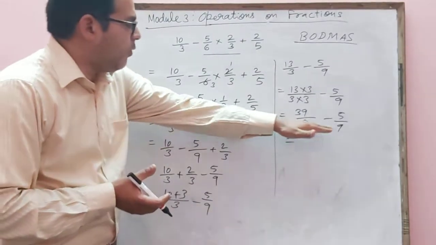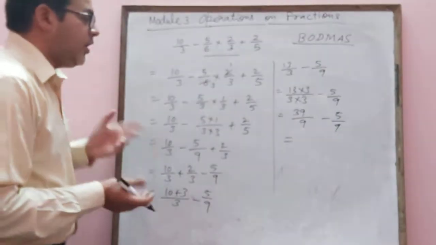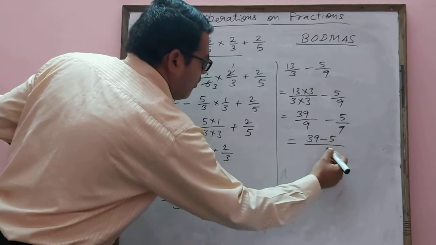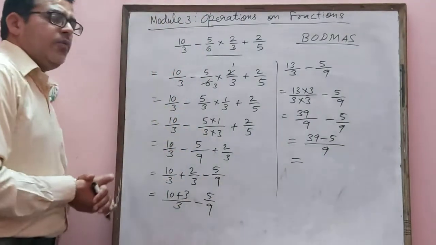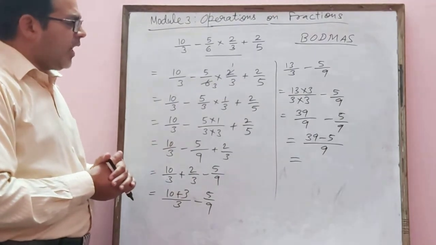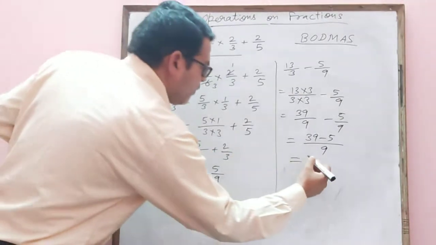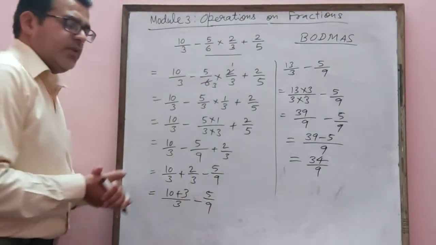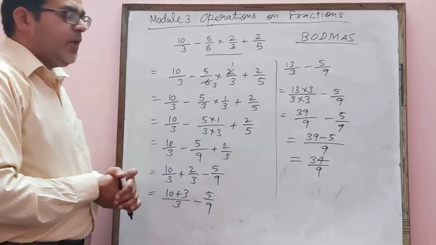Now we have converted these unlike fractions into like fractions. Both now have 9 as the denominator. Now what to do? We can subtract numerator from numerator, and 9 we can take as the common denominator. So 39 minus 25, what can you write here? 14 after subtraction. 14 by 9 we can write it.